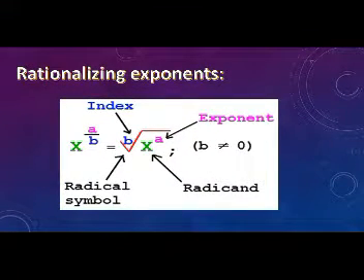Okay, before we go on, first let us know the conversion of a base with a fractional exponent into radical form, and vice versa. So, the base or radicand is also the base of the exponent, which you can see is represented by x. The denominator is the index, which is represented by b, wherein the index can't be 0. The numerator is the exponent, which is represented by a.